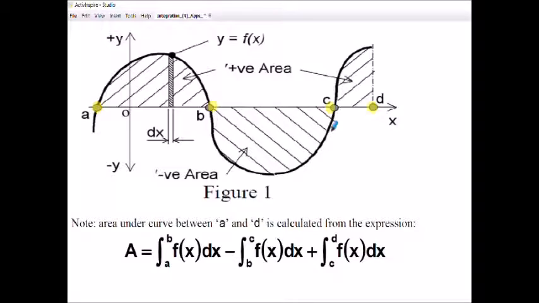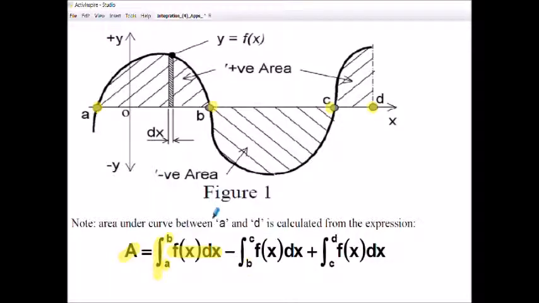If we want the total area, in other words the area between a and b added to the area between b and c added to the area between c and d, we need to split our integral down into 3 separate parts. In other words, we have to integrate the function of x with respect to x between a and b to get the positive area.